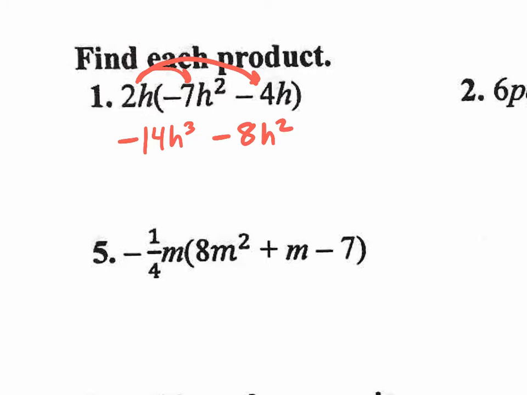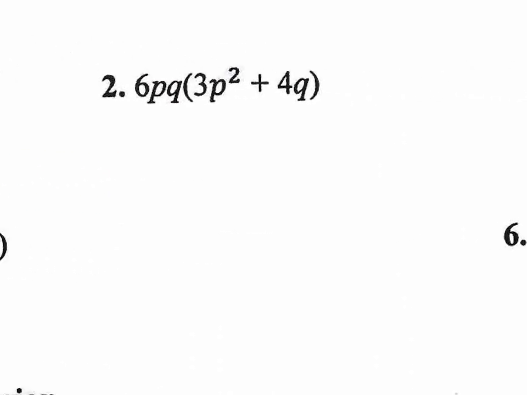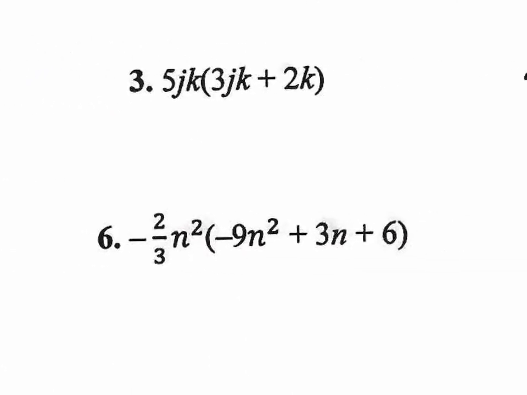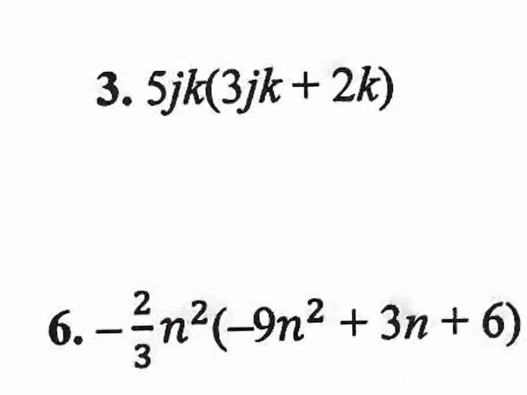Now, just for funsies, if I asked you to classify it, what would that be? Cubic binomial. Now, it doesn't say for you to classify it on the instructions, but you know, might as well. It's fun. Let's not classify 3 because it has multiple variables. Let's not even mess with that. But let's actually do number 3.